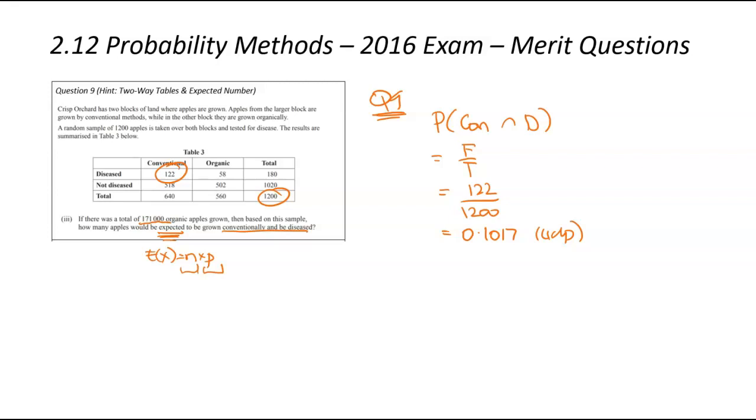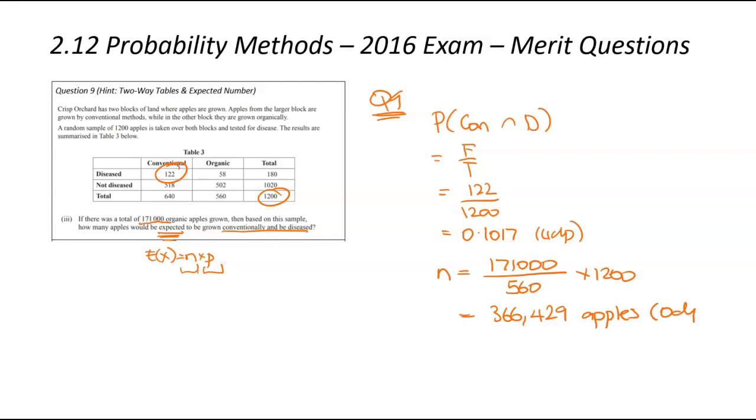We now need to find the N value, or the total, and this time around, we've only been given these organic apples. So what we're going to do is, N will be equal to 171,000 of the organic apples divided by 560. So that'll give us the ratio of organic apples. We're then going to multiply that by 1200, which means we're going to ramp it up to the grand total. And when you do that, I'm getting 366,429 apples.